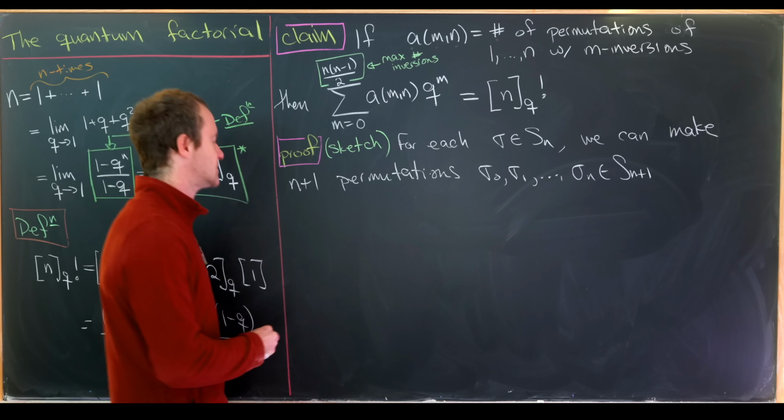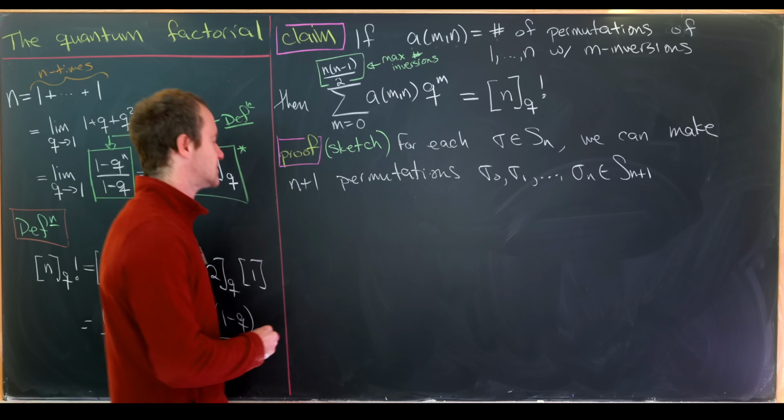So that means we can expand this as follows. This will be 1 times the sum as m goes from 0 up to n times n minus 1 over 2, although I'll just put m bigger than or equal to 0, of a_{m,n} q to the m. So this would represent taking a permutation in Sn and then just putting the number n plus 1 at the end so we don't change the number of inversions. And then we'll have plus q times the sum as m goes bigger than or equal to 0 of a_{m,n} q to the m.